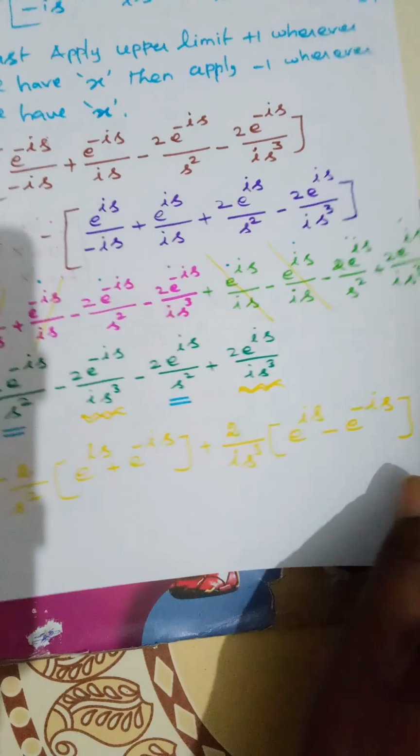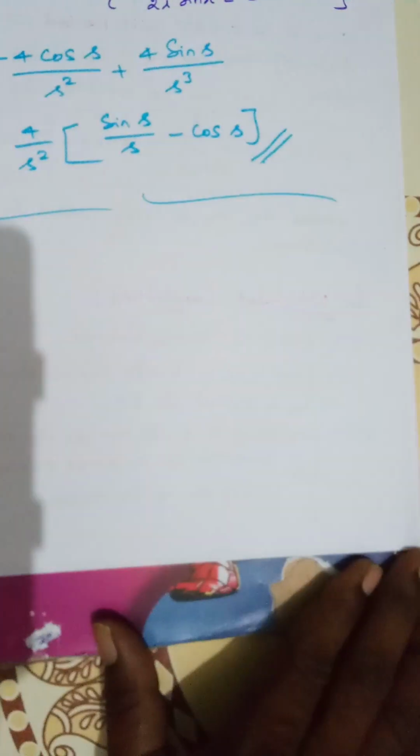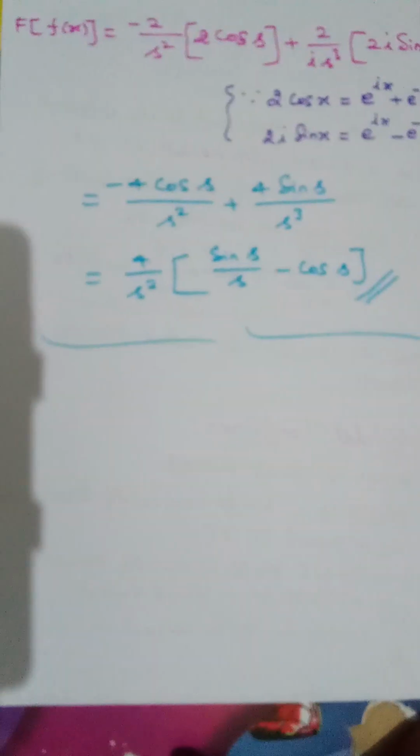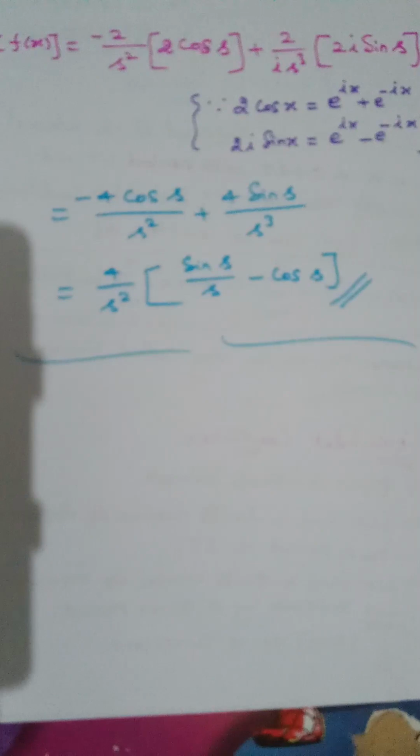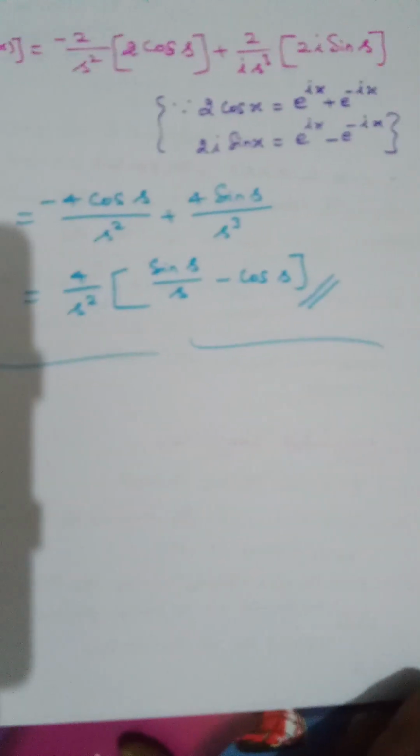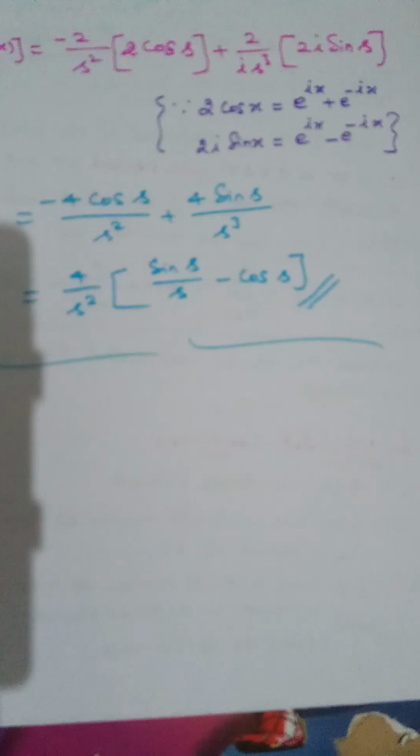Okay, now it can be written as, see the final f of x, small f of x is equal to minus 2 by s squared, 2 into cos s, plus 2 by is cube into 2I sin s. How can it be written like this? Already we know the formula: 2 cos x is equal to e power ix plus e power minus ix, and 2I sin x is equal to e power ix minus e power minus ix. So using the existing formulas, I can modify the terms, isn't it?